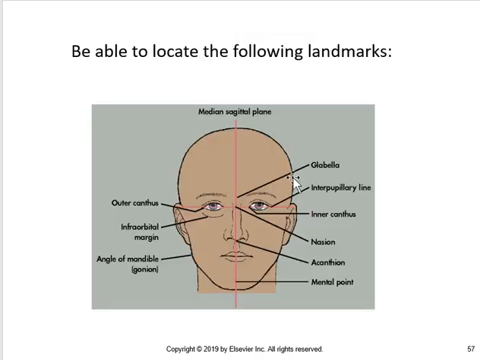So looking at it, what we've got is glabella, nasion, acanthion, mental point straight down the front. And then we've got the outer canthus here and here. We've got the inner canthus here and here. We've got the infraorbital margin, and then we've got the angle of the mandible, which is the gonion. And I think that was pretty much it. Oh yeah, we've got obviously mid-sagittal plane, but we've also got another line that we haven't discussed yet, and that would be the interpupillary line. So a line going right between the pupils would be your interpupillary line.